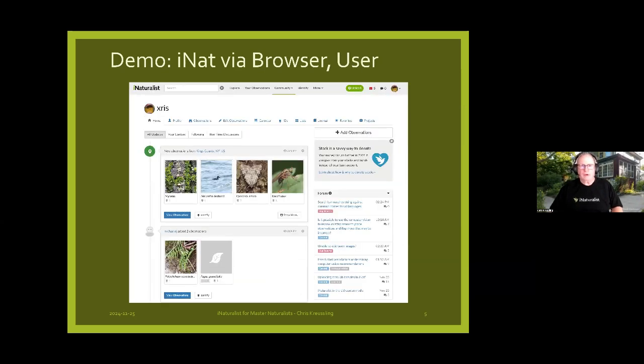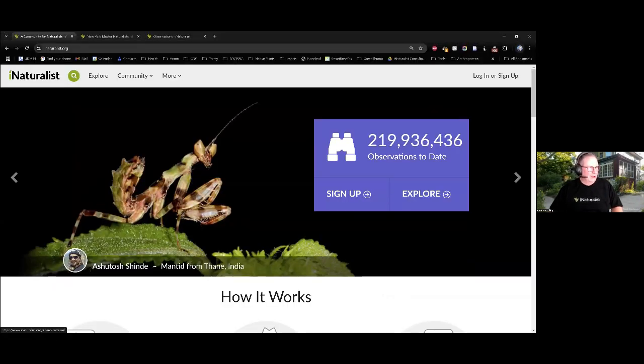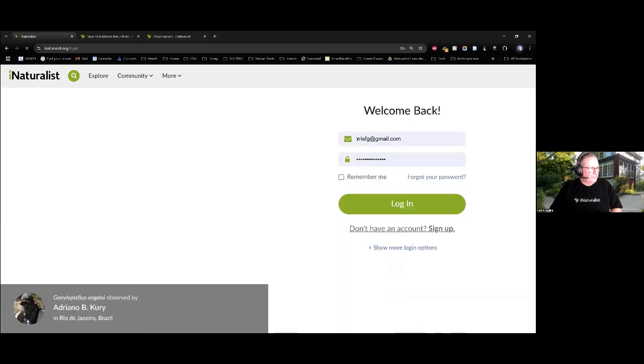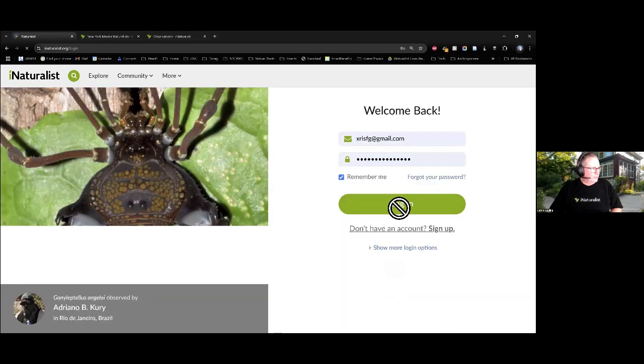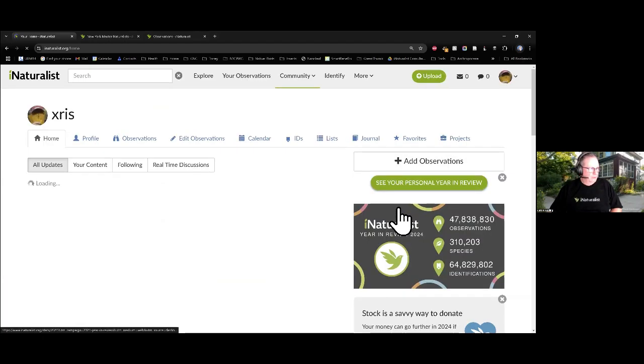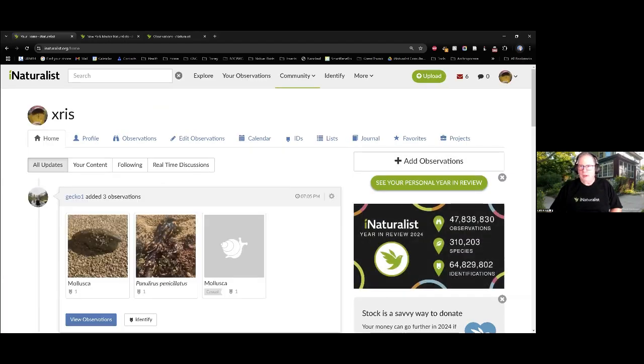So let me show you. If I log in, here we are. You'll see there's a very different view for people who have active accounts. We have no time to get into everything that's going on here. Just recognize that there's a lot of functionality you can only access via a browser. We're going to stay on the app today, but understand there are some things you'll need to use the browser for at some point, and maybe we'll cover that in a future session.